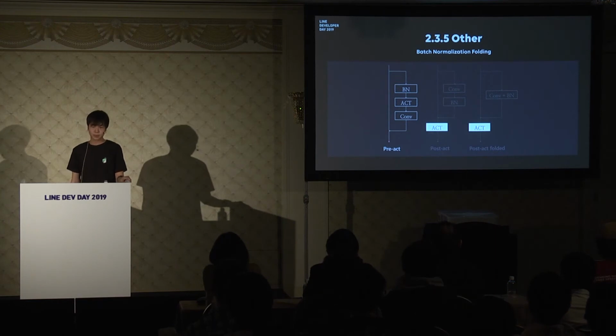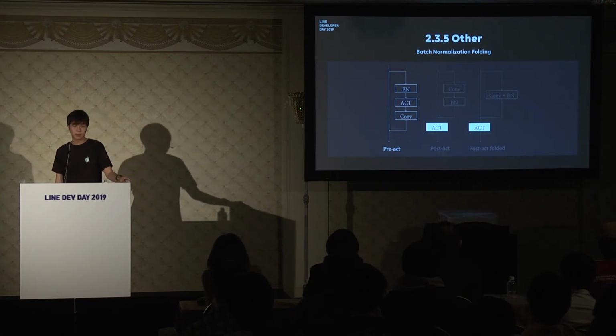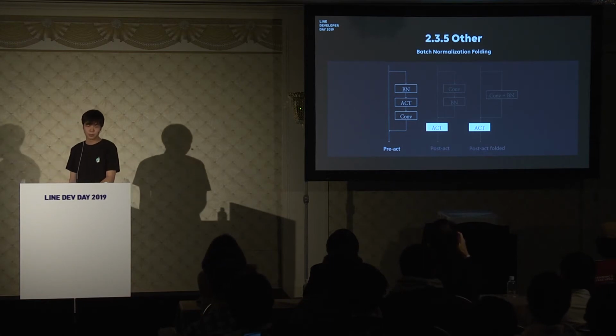The other thing is batch normalization folding. There are many cases where batch normalization comes after convolution, in which case it is possible to combine them into one layer.